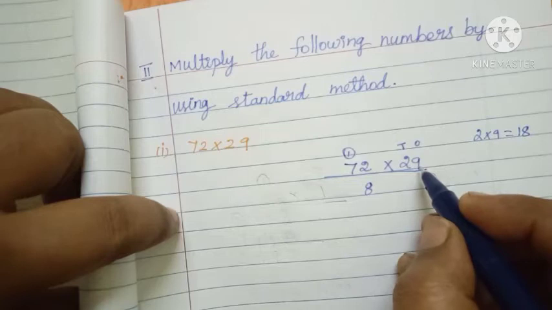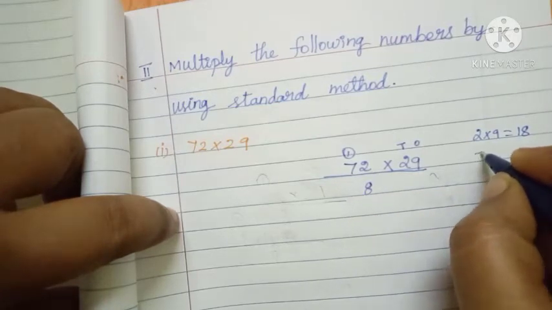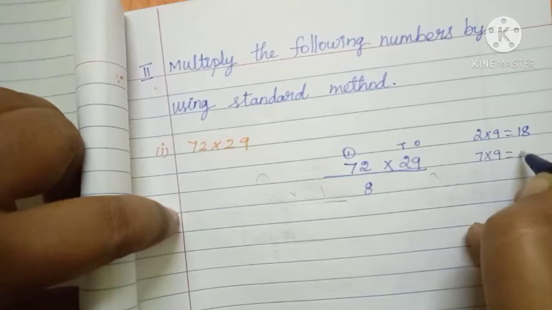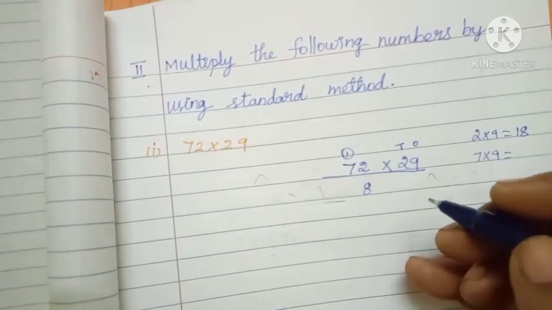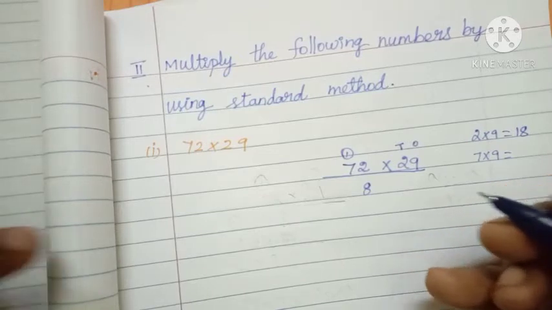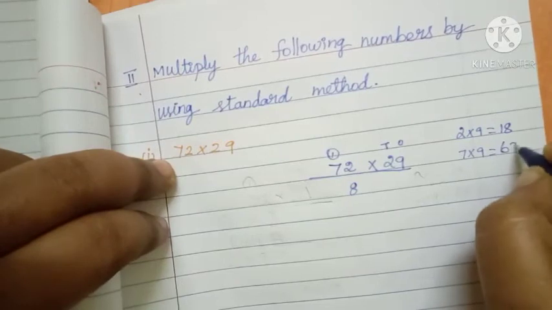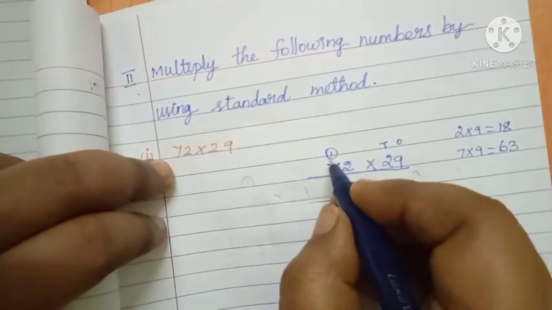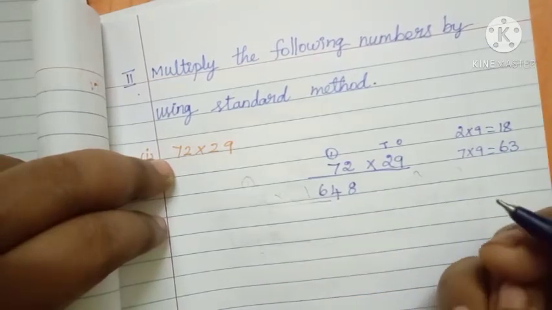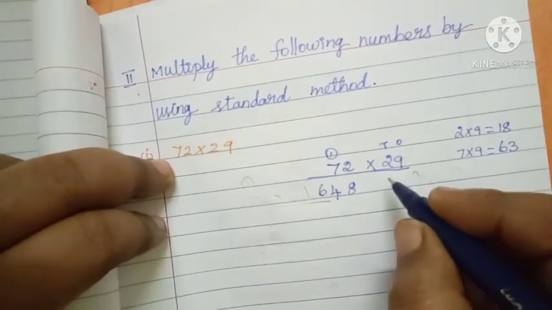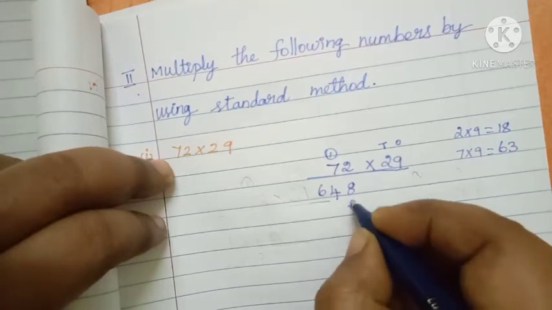Then next one, 9 sevens are, 7 nines are. Any one way you can do, 7 table or 9 table, any one method, but you get the answer, the product is same, 63. Then 63 plus 1 is 64. Then next one, first ones place is completed, so you put it here.